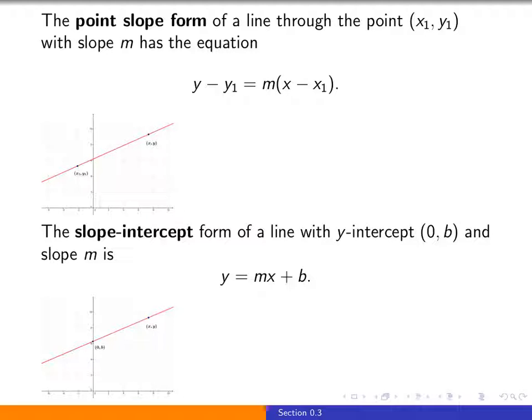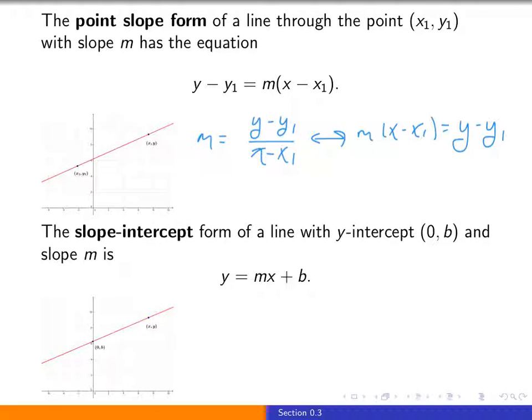Now, to see where this comes from, if we have the point (x, y) on that line, and we know the slope is m, well, that means that m is equal to the rise over the run. And if we rewrite this in an equivalent way by multiplying by the x minus x1, what we end up with is an equation equivalent to that point-slope form of a line. In a similar fashion, the slope-intercept form of a line, if you have the y-intercept and the slope, the equation is simply y equals mx plus b.